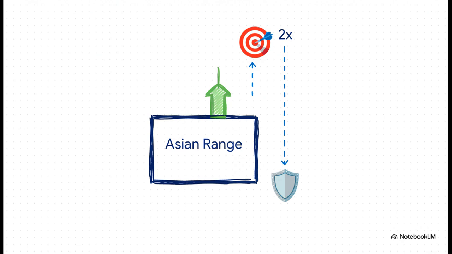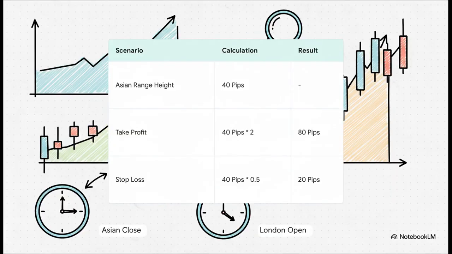This setup automatically gives you a fantastic risk-to-reward ratio, which is honestly essential for long-term profitable trading. Let's put some real numbers on this to make it clear. A pip is just the tiny unit of price change in Forex. So, let's say our Asian range box is 40 pips tall. That means our profit target is automatically set 80 pips away. And our stop loss, it's just 20 pips away.